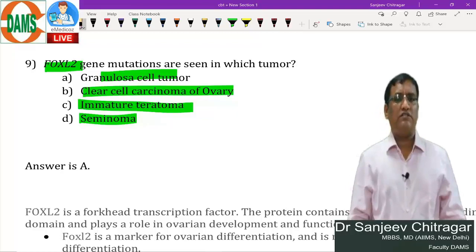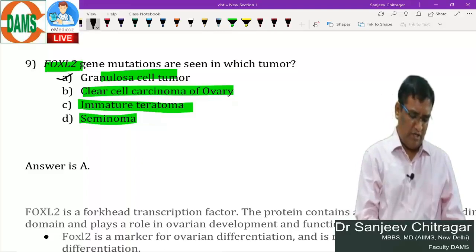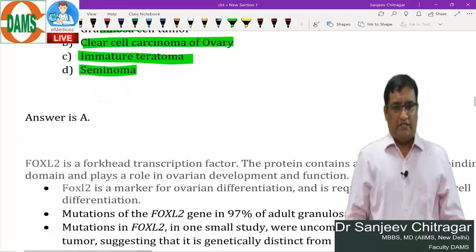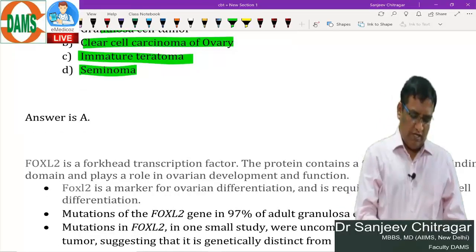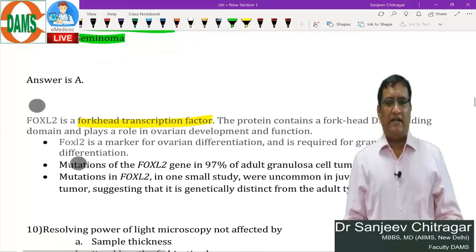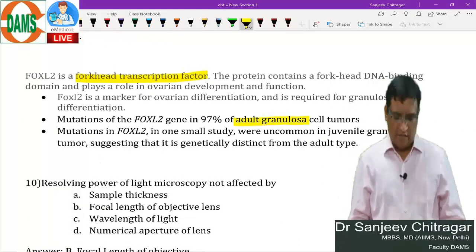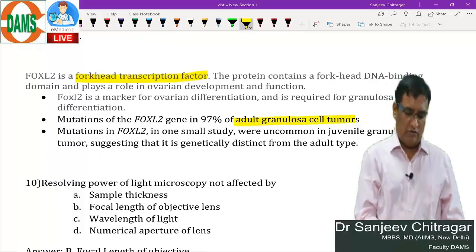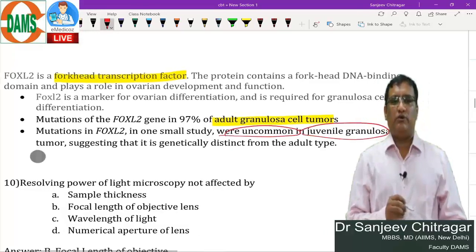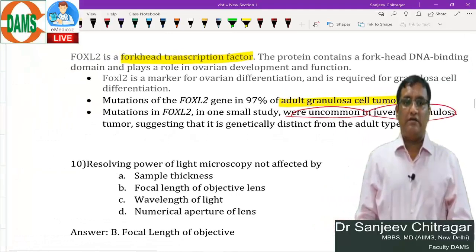Answer to this question, FOXL2 gene mutation is characteristic of granulosa cell tumor. Remember this, granulosa cell tumor, especially adult granulosa cell tumor. FOXL2 stands for forkhead transcription factor basically, and this is a transcription factor, and this is responsible for, I already told you, adult granulosa cell tumors. It is seen in adult granulosa cell tumor, and it is uncommon in juvenile granulosa cell tumor. Remember this. It is not seen in juvenile. It is only seen in adult granulosa cell tumor.